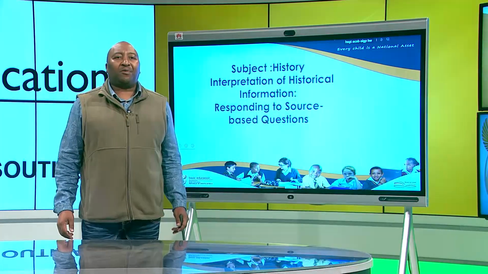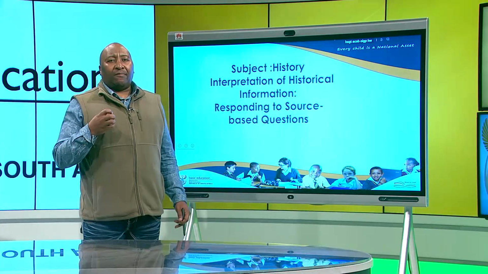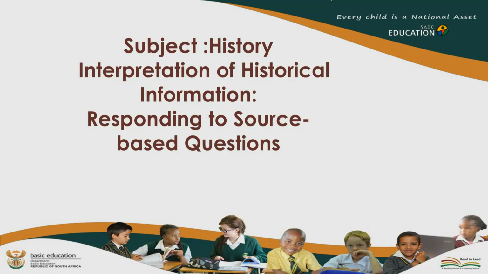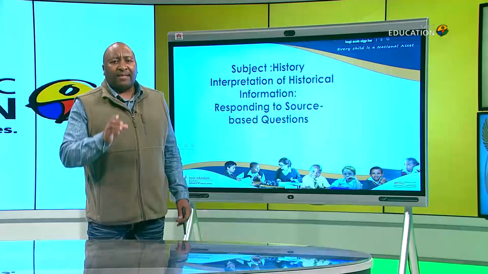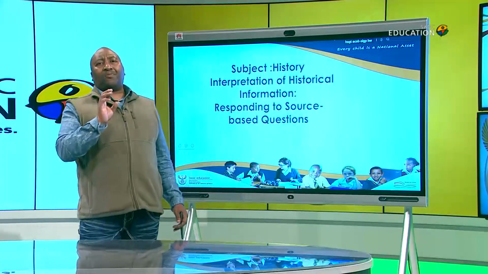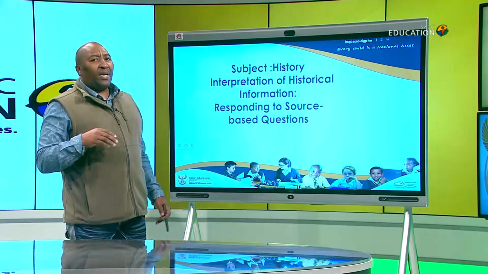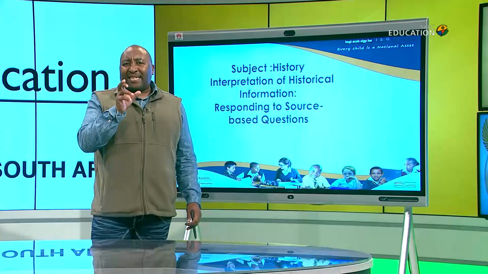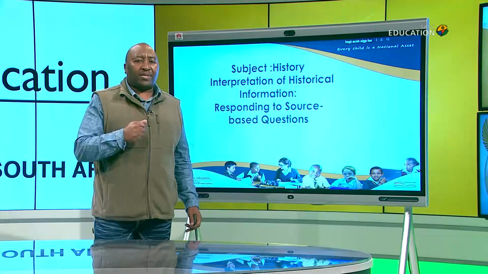Today I want to speak to you on how to look at information from sources in order for you to be able to answer questions. The paper of history is divided into two. We've got section A, which is a source-based question, and then section B is an essay question. Now I want us to talk about section A, which helps us to analyze the sources.